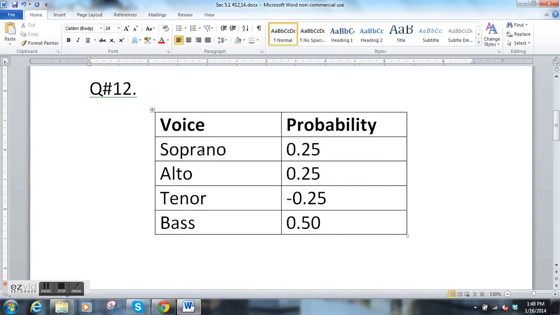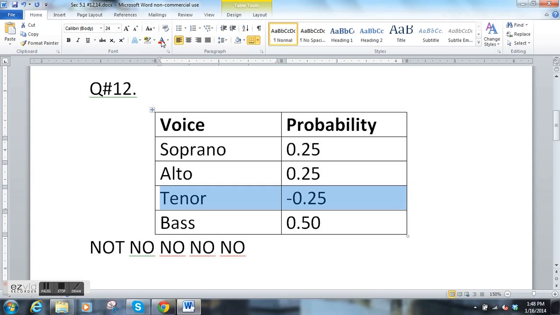We have the voice, soprano, alto, tenor, and bass for some choir, and the probabilities that a random person is each one of these, as here they are. So this is not a valid probability. No, because probabilities have to be positive. You can't have a negative probability. That is no good. This right here is absolutely no good.